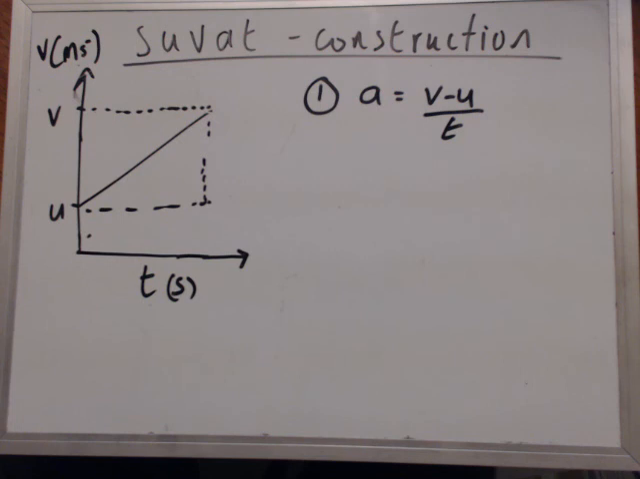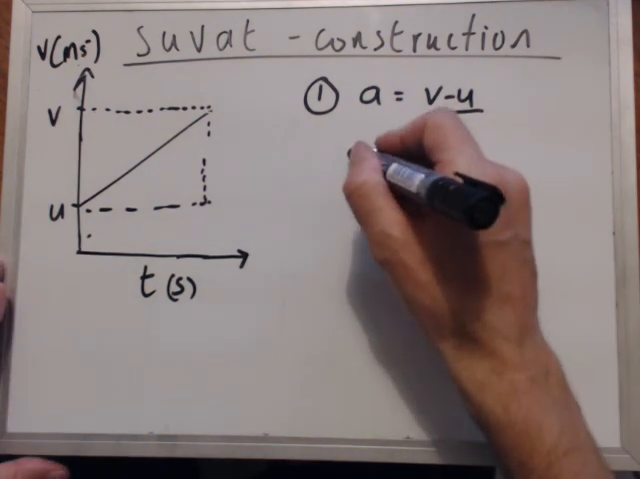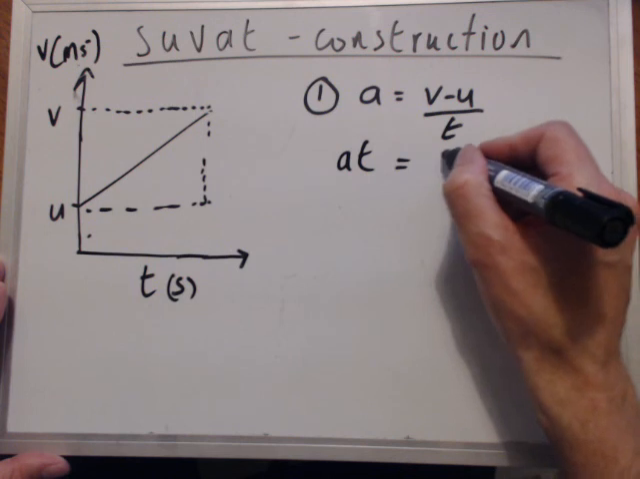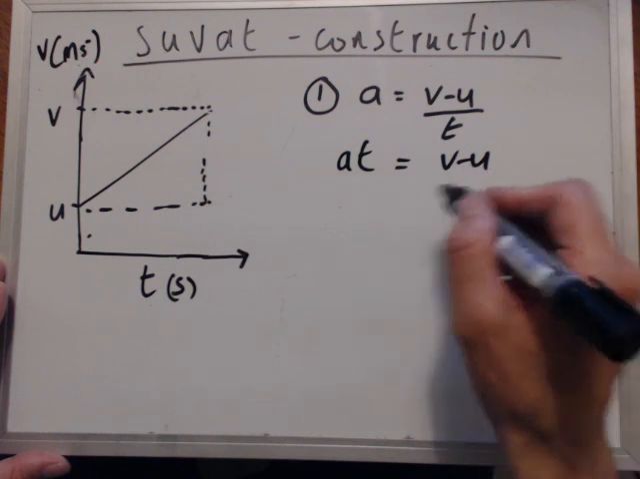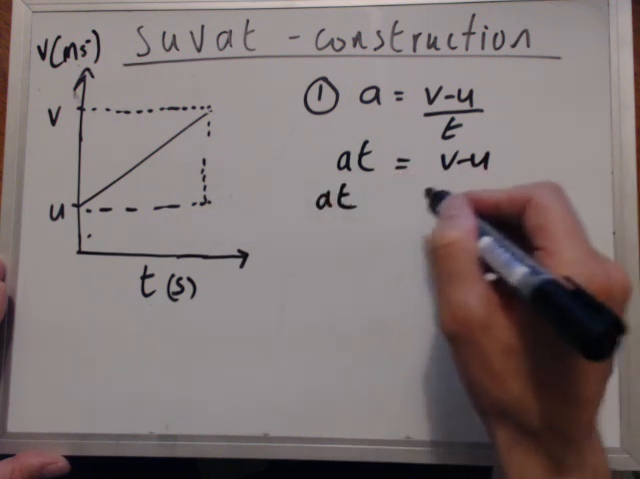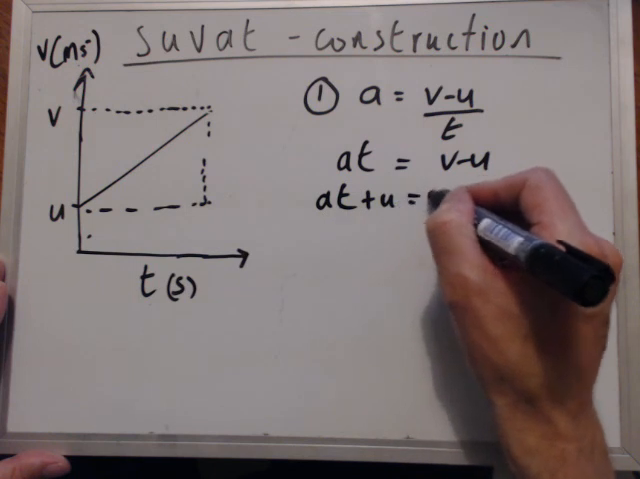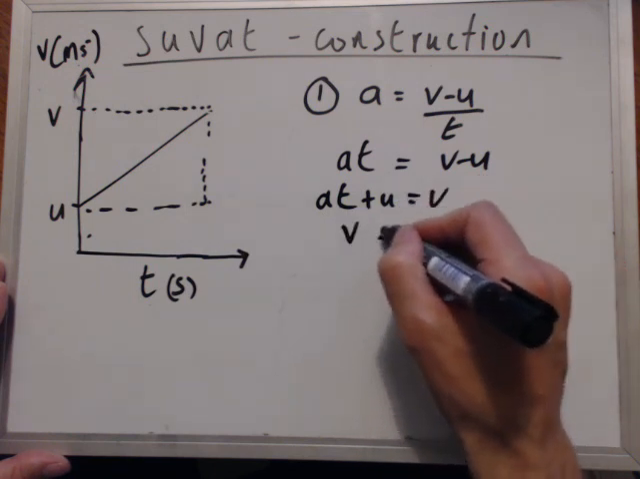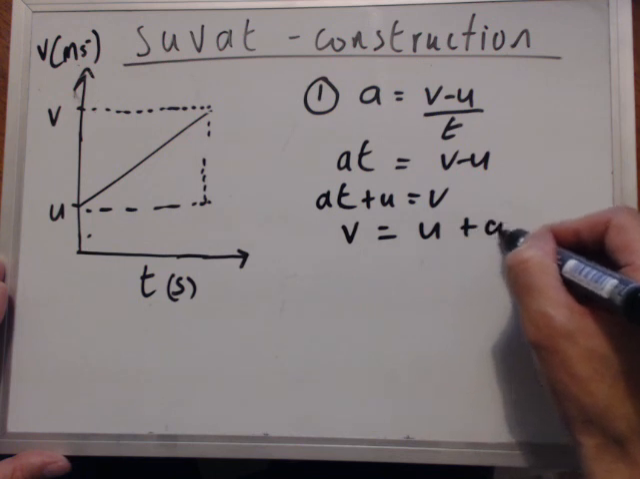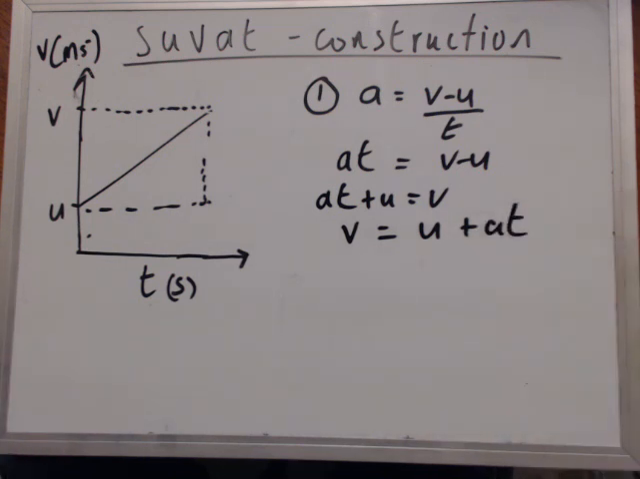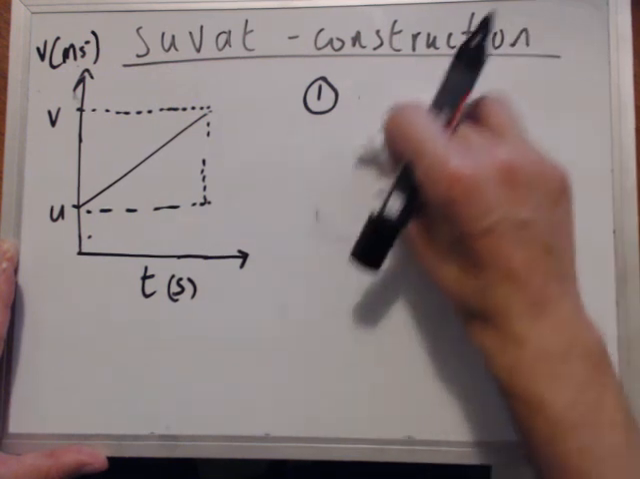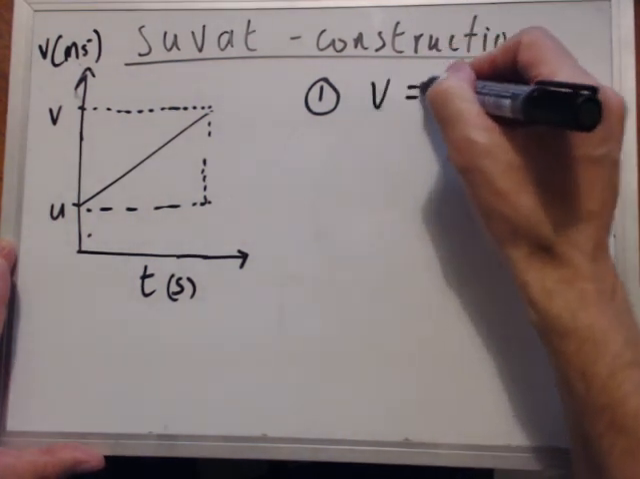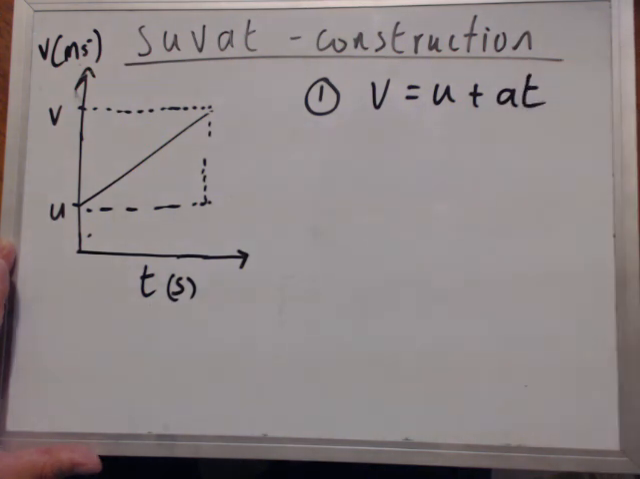So, that's the first one. And that can be arranged to be at is v minus u, which will eventually give you at plus u equals v, so v equals u plus at. And that is equation 1, and I shall just move that to the top. So number 1 was v equals u plus at.